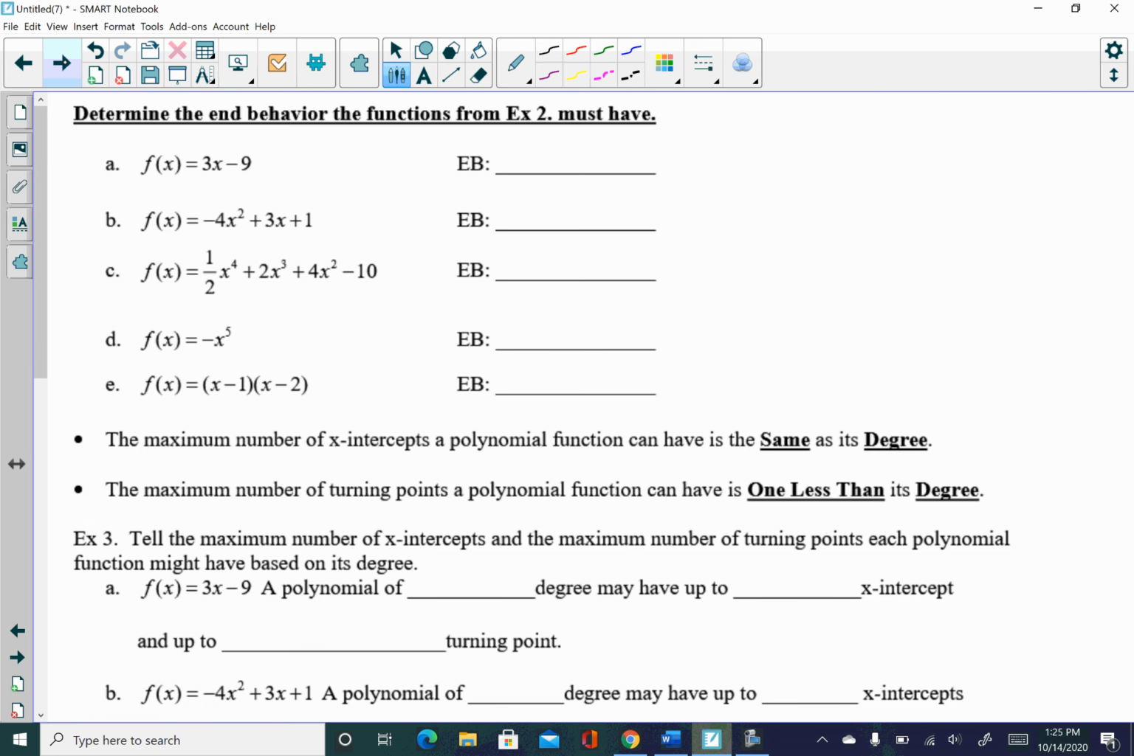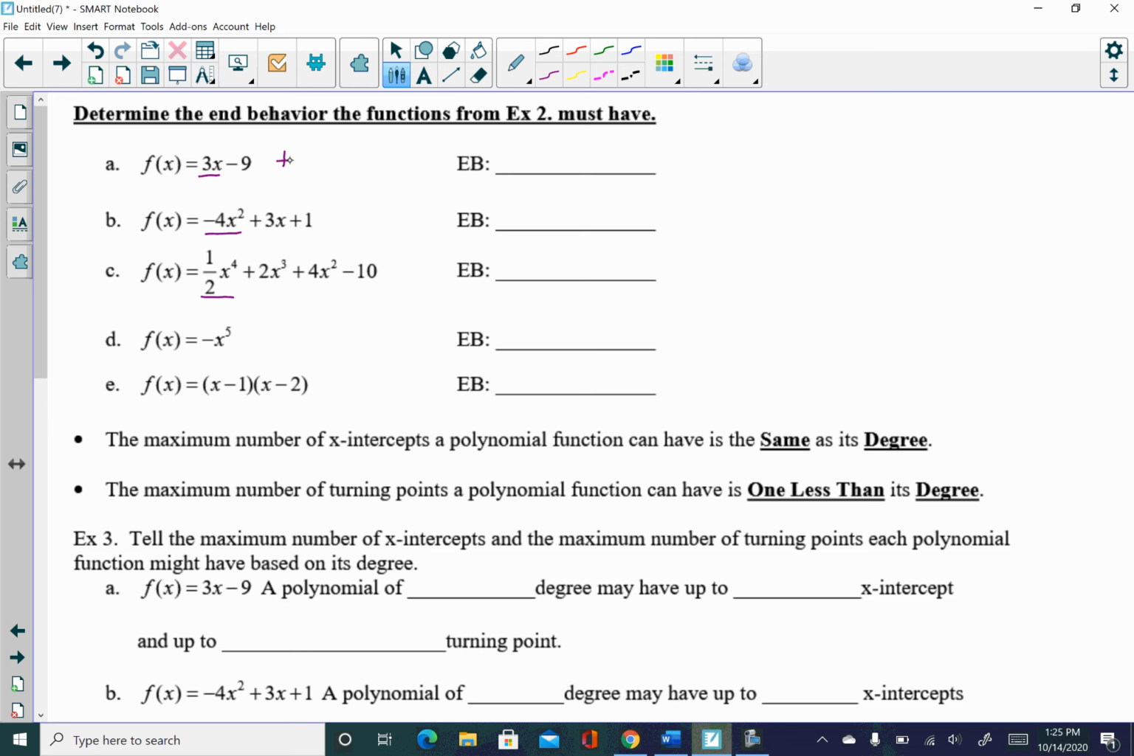Here in the next example, now let's determine the end behavior of these particular graphs. Perhaps I'll just go ahead and do them all. If you want to pause the video and try some on your own, by all means do so. If you notice here in letter A, all of our leading coefficients are right here, these first terms.